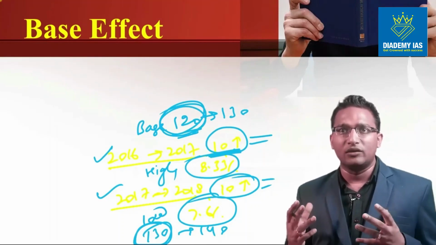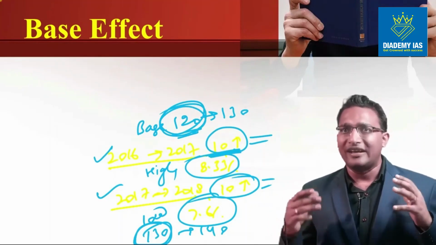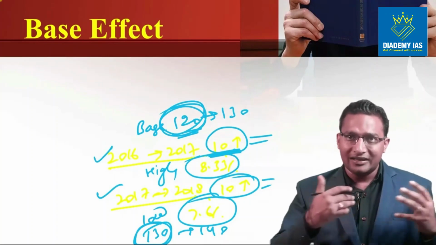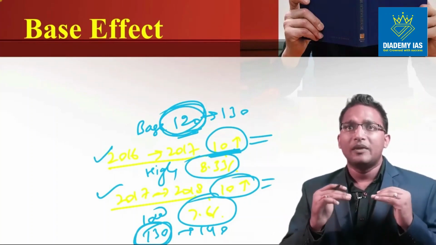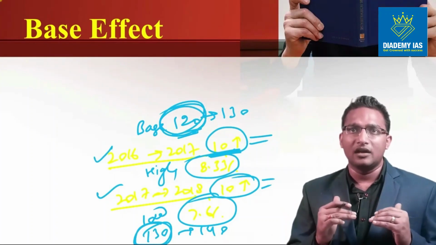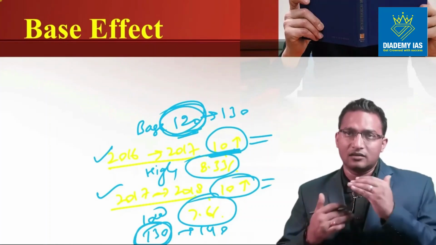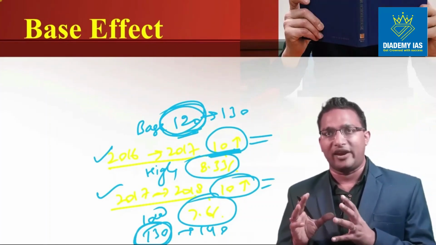This is a very simple calculation, a very simple mathematical phenomenon, nothing special about it. So the very simple thing is that if in the previous year the base is low, then in the current year, even if prices are rising at a moderate level, it may give a high rate of inflation because the base is low, and vice versa. So this is what we call the base effect.